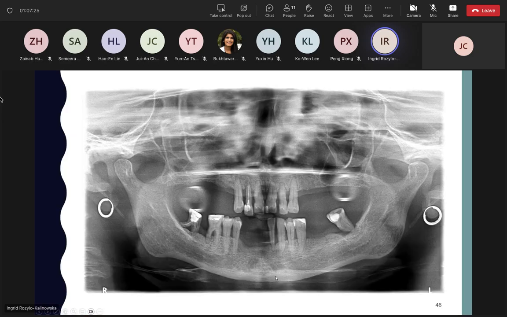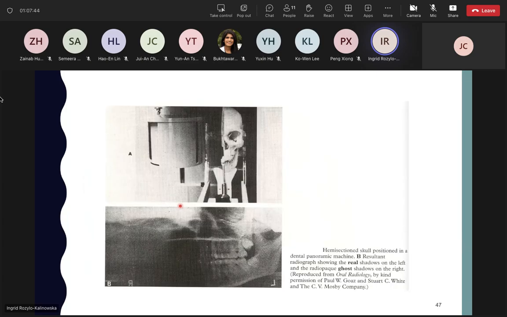I showed you a seminar picture with earrings, explaining that the right earring produces a ghost image on the left side and the left earring produces a ghost image on the right side. But it's difficult to explain, so I added some photographs from a rather old textbook, but this textbook is like a Bible in oral radiology. And in this textbook, there are photographs and radiographs derived from a cadaver study.